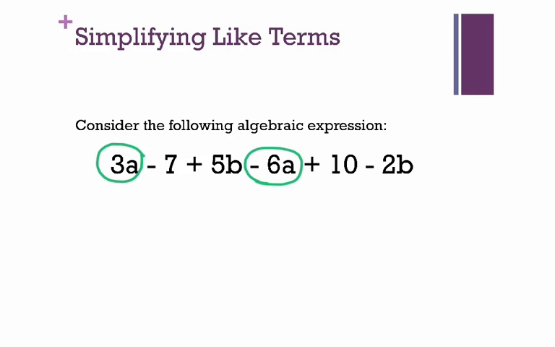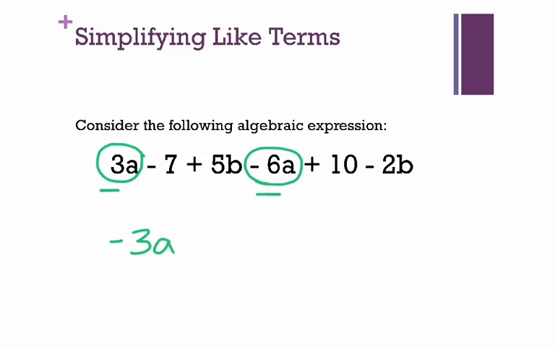All right, we have 3a and negative 6a. To put them together, we add the coefficients in the front. So what is 3 plus negative 6? Well, it's negative 3, and then a. Our variable still remains a.